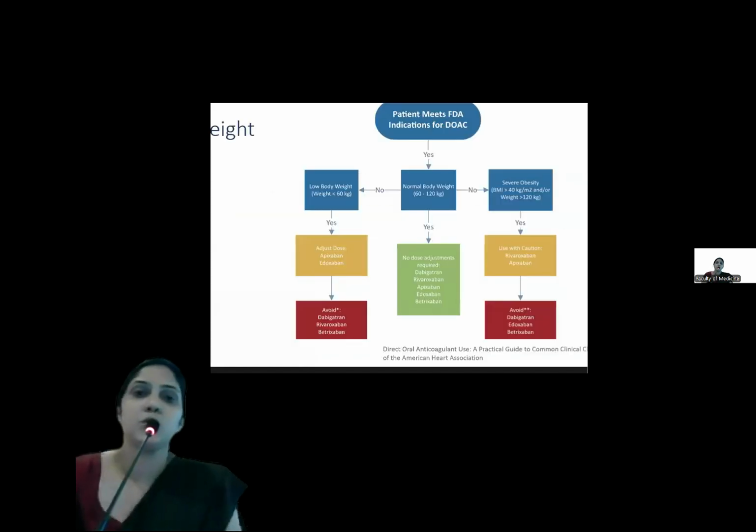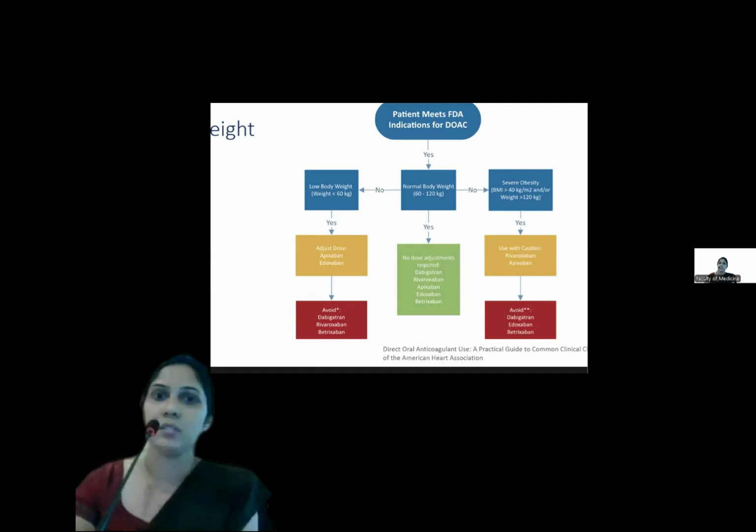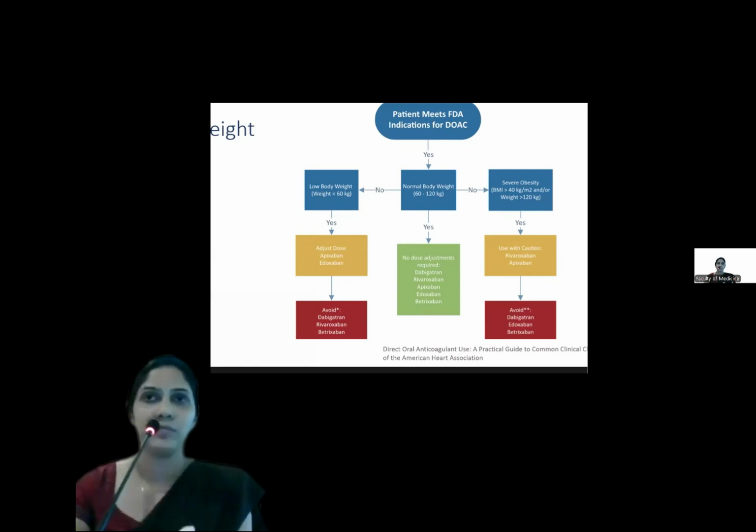So what about the patient's weight? It depends on the pharmacokinetics, pharmacodynamics, and the volume of distribution. If we use a DOAC in a patient weighing less than 60 kilos or more than 120 kilos, we have to be very cautious. There is emerging evidence that rivaroxaban and apixaban can be used in the patient cohort with BMI between 40 to 50. However, at these extremes of weight, we cannot use dabigatran or edoxaban.